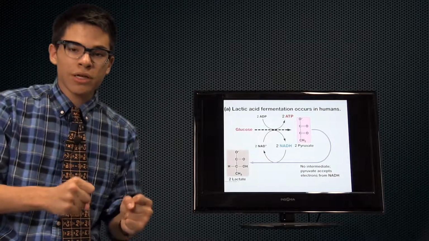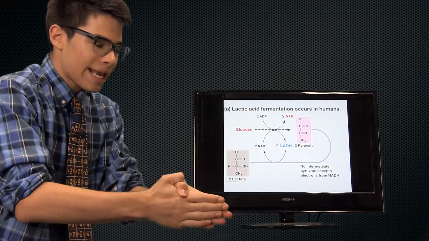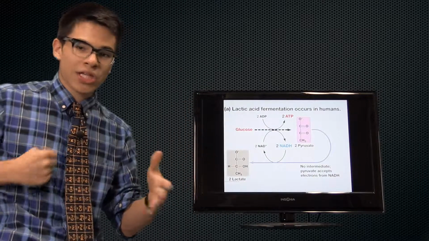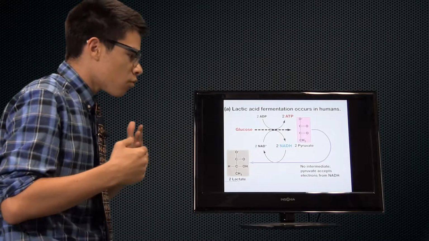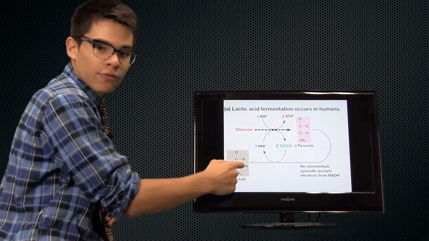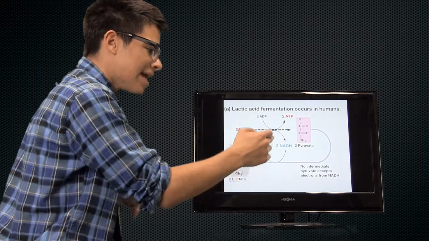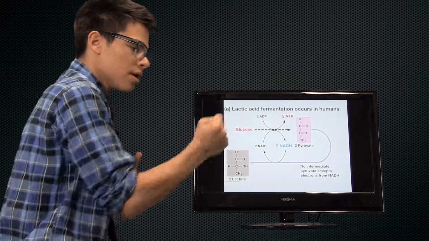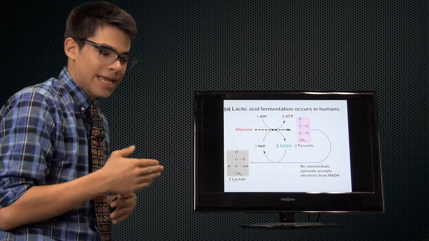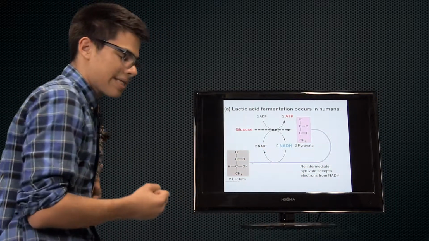Since we have this buildup of NADH, we have to get rid of the H in order for glycolysis to continue to happen. So what we do is we convert pyruvate into something called lactic acid, and that lactic acid is then able to accept the electron from NADH. So it's able to act as an acceptor of the electron.